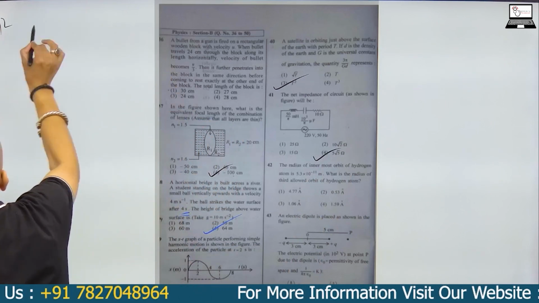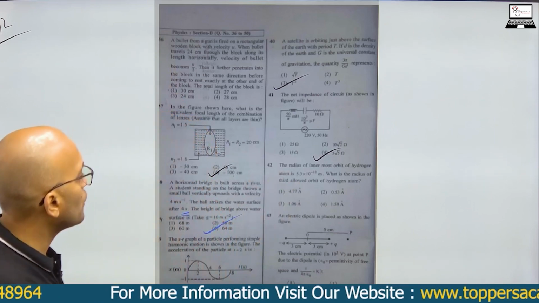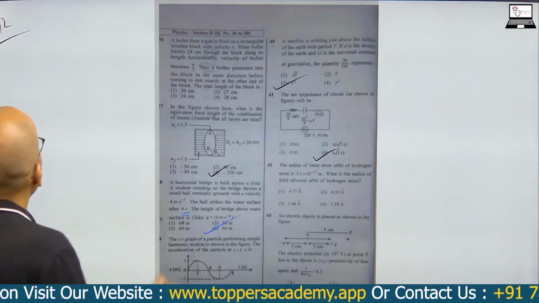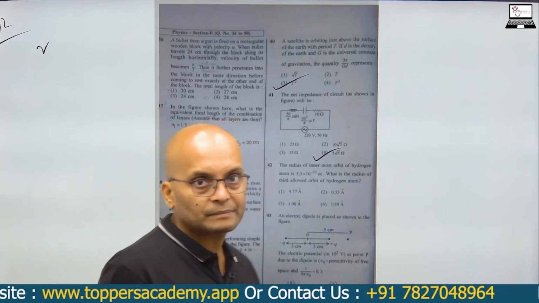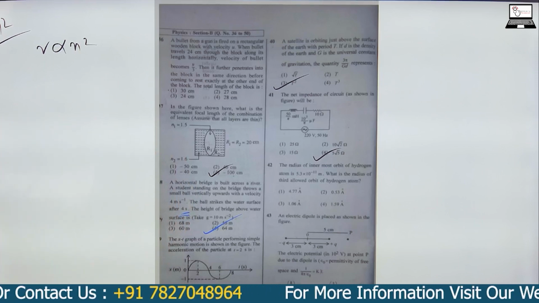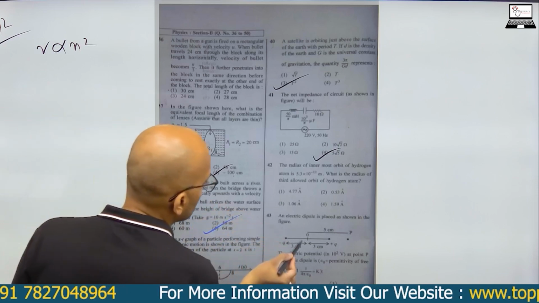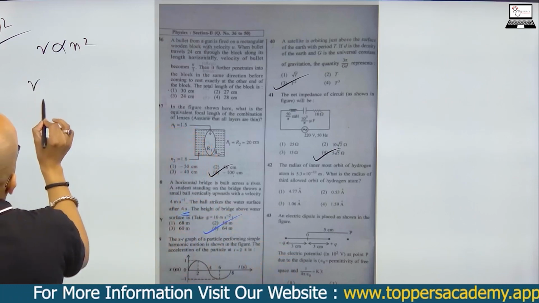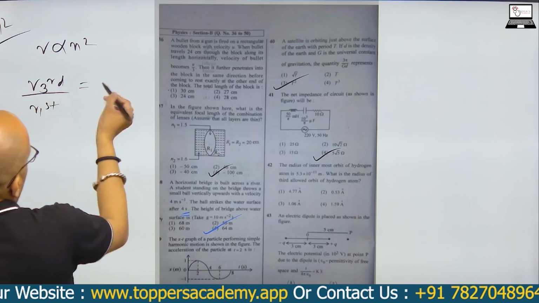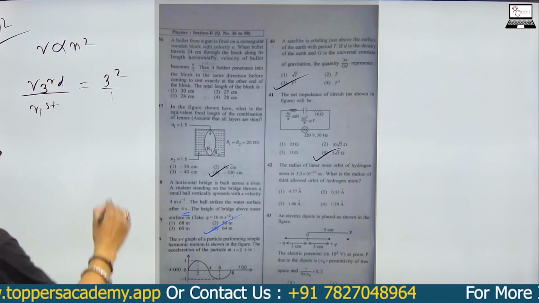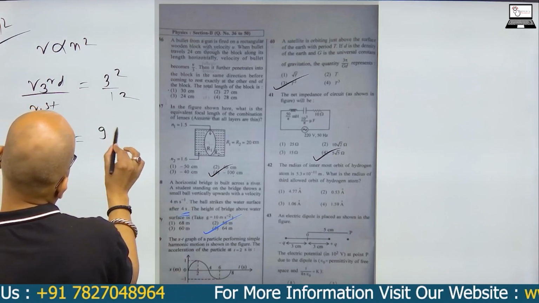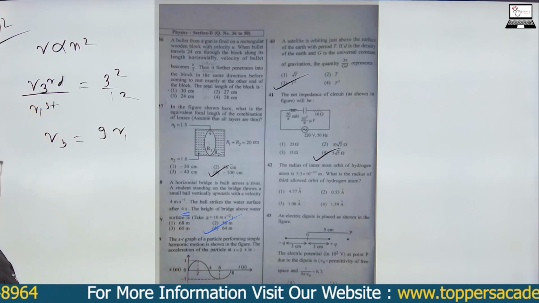Next question. It is saying the radius of innermost orbit of hydrogen is 5.3 into 10 to the power minus 11. Pay attention. Innermost orbit means ground state, first orbit, ground state. R is directly proportional to n square. So R of third orbit upon R of first orbit will be 3 square upon 1 square. Yes or no? So R3 is equal to 9 times R1.